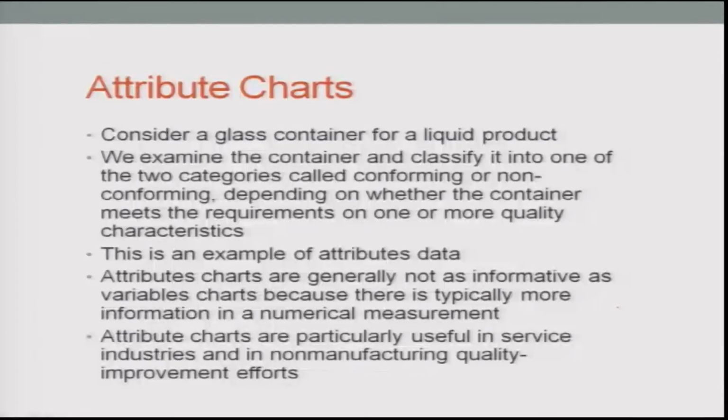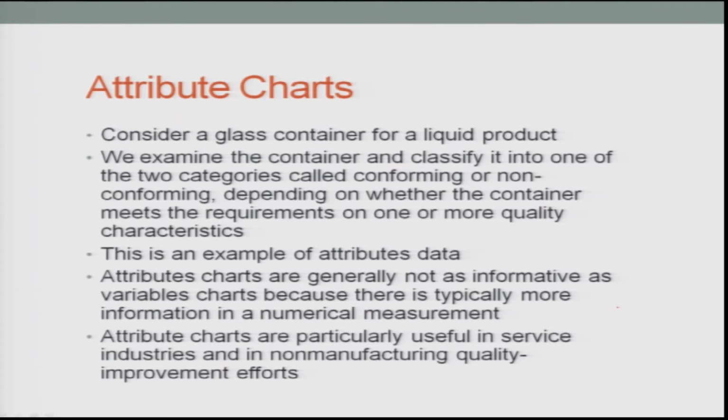Now, having discussed at length for about 2-3 lectures or more the variability charts based on random variables, we will try to discuss to that extent the concept of attribute charts. So consider that attributes are the characteristics which I did mention. Consider a glass container for a liquid product. We examine the container and classify it into one of two categories, conforming and non-conforming, based on the attributes of the characteristics.